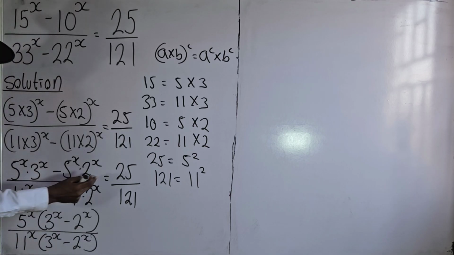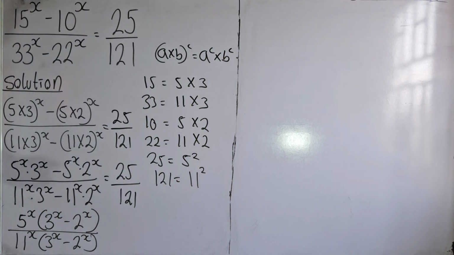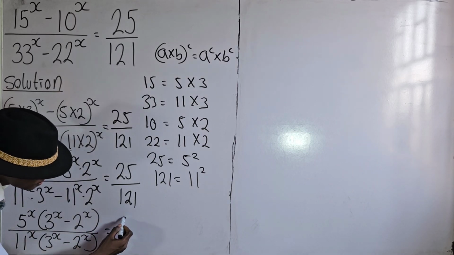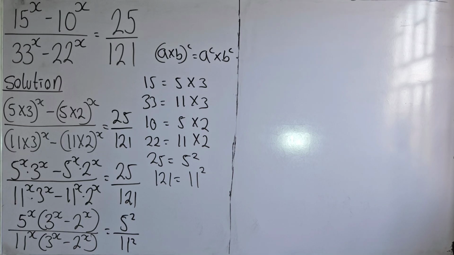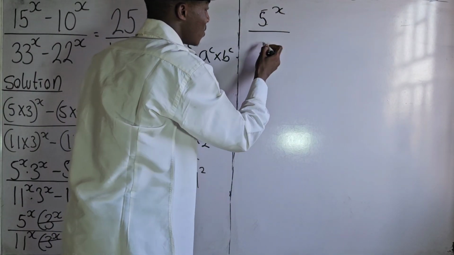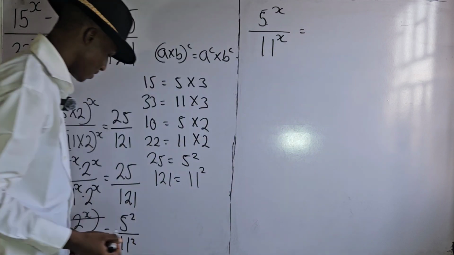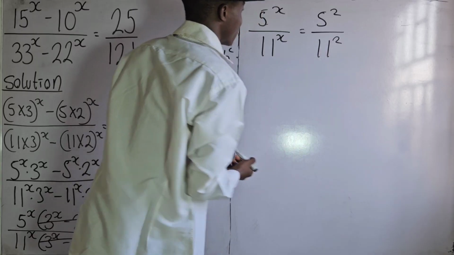The next step, do not forget this. We have to replace 25 and 121 as 5 squared and 11 squared. So I'm going to have 5 squared divided by 11 squared. Are you following? Now, this can eliminate this such that at the left-hand side, we are going to be left with the ratio of 5 raised to the power of x and 11 raised to the power of x, okay? So I'm going to have 5 raised to the power of x all over 11 raised to the power of x equals to, look at this, 5 raised to the power of 2 divided by 11 raised to the power of 2.